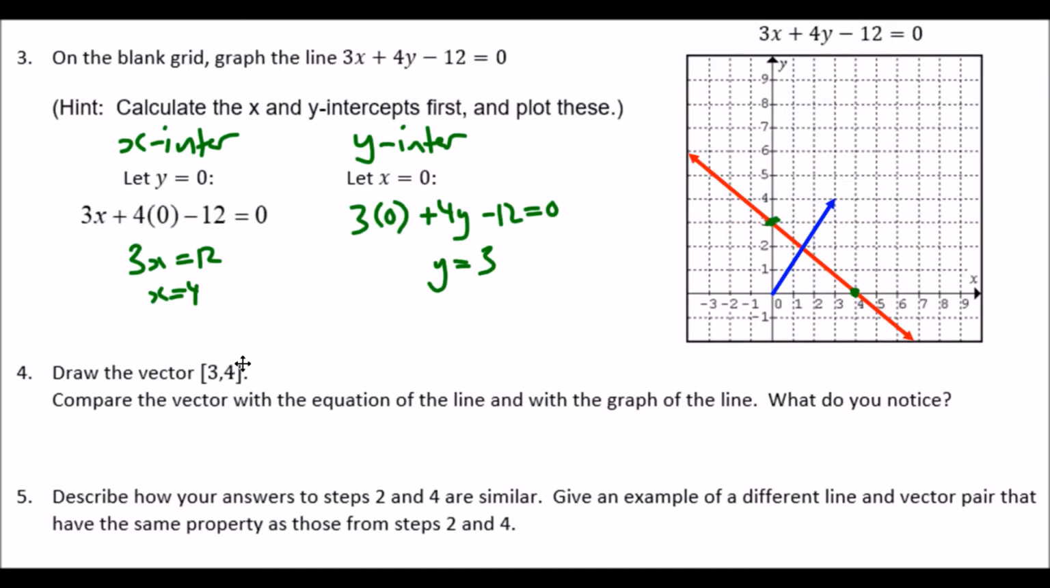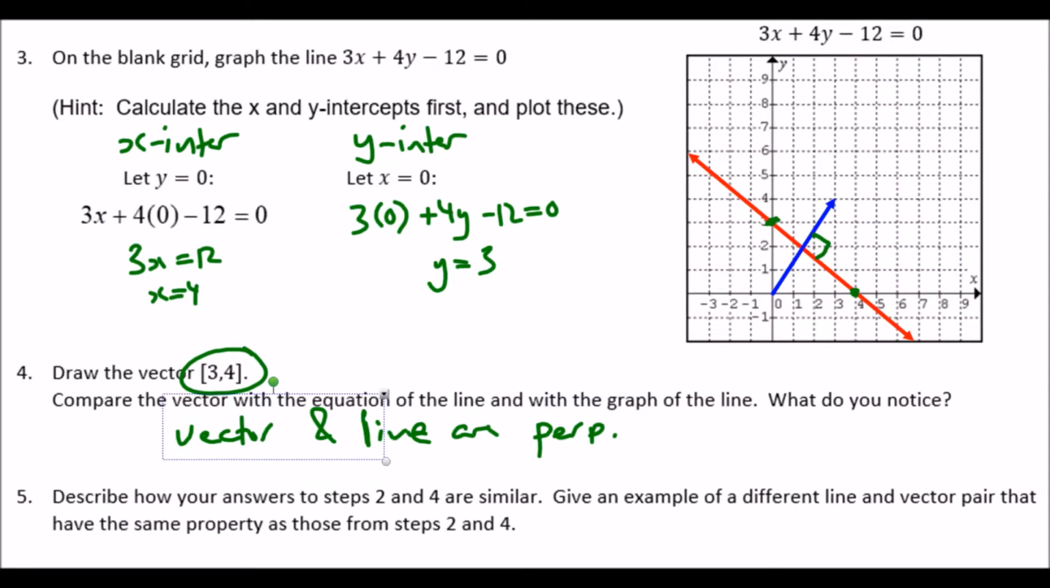Now next says draw the vector 3, 4. Already done that. There's my blue line. Compare the vector and the line. What do you notice? Guess what? They are perpendicular again. The vector and line are perpendicular. All right. That says line, by the way. My terrible writing.